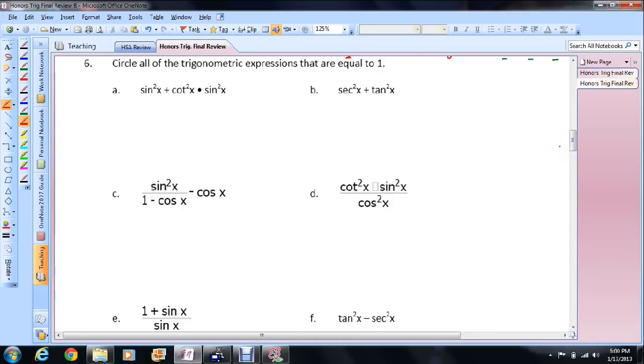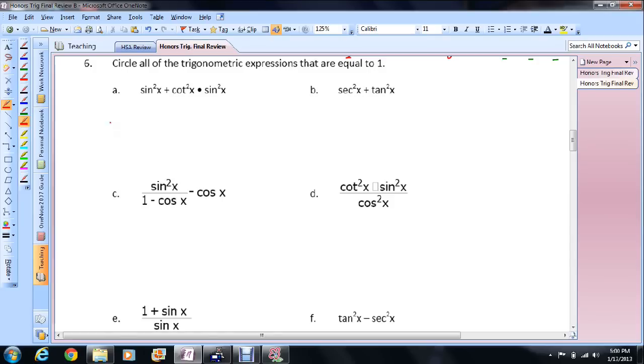Okay, so these go back to your trig identities, and we're just asked to figure out which ones of these expressions are equal to 1. So you see a bunch of different expressions here, and only a few are actually equal to 1. So I'll go through 1 or 2 with you, and then again try to pause and see if you can do it on your own.